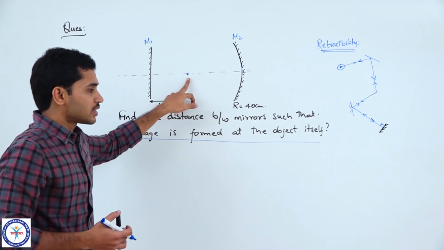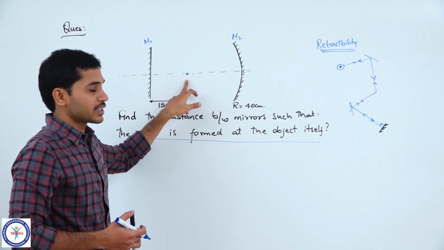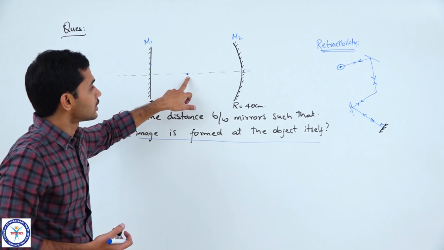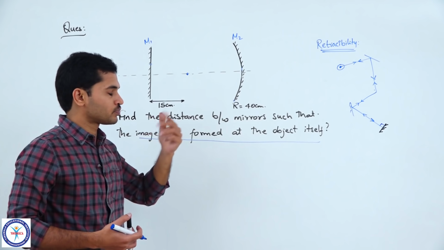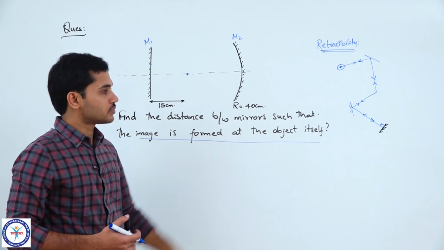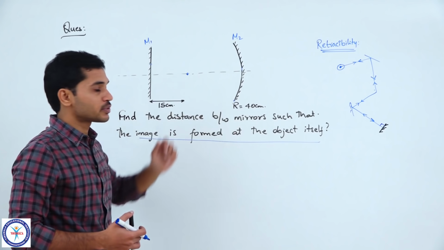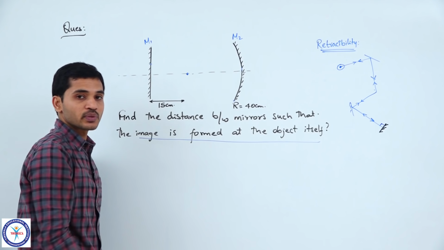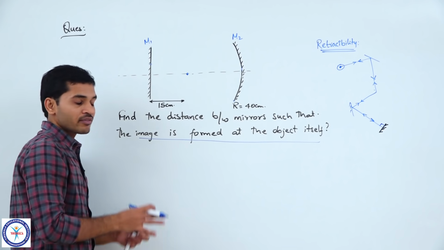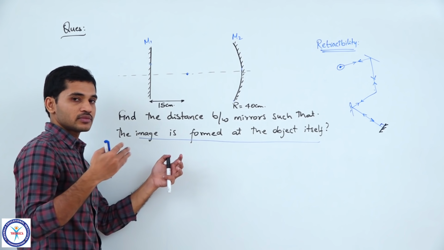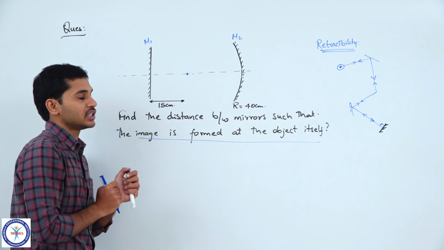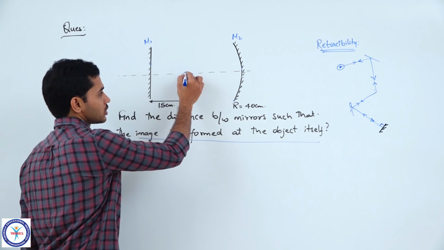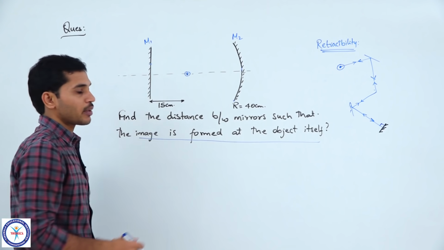So, let us try to apply that particular concept in this case. We know that the light ray which is coming from this object will undergo multiple reflections between these two mirrors, and somewhere in between those reflections, if the light ray strikes the mirror perpendicularly, we can say that in such a scenario the light ray retraces its path and goes back to the point where it started from. So, I will apply that concept.